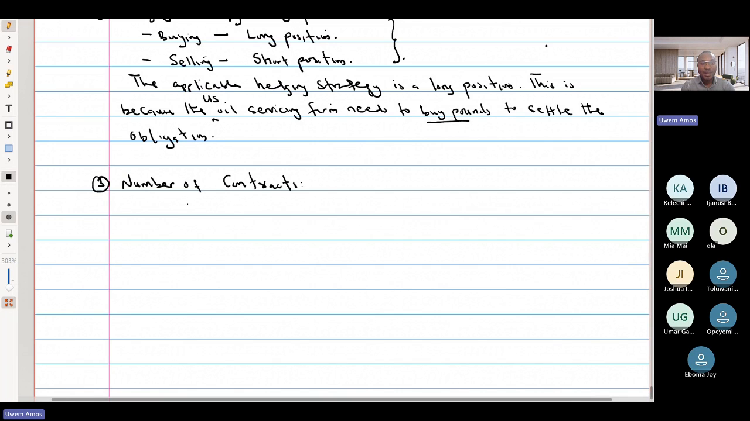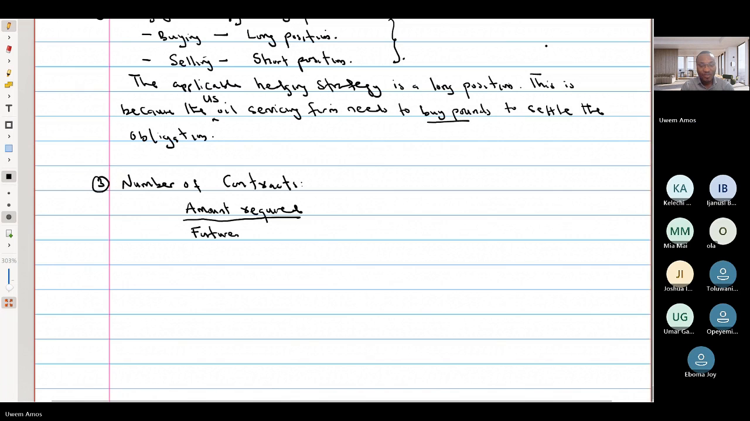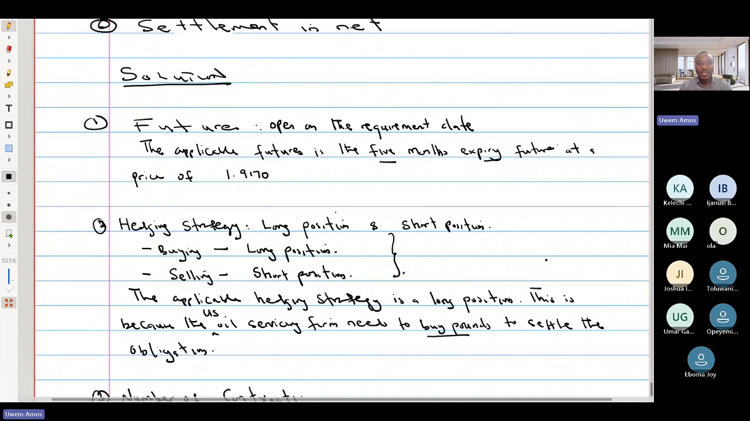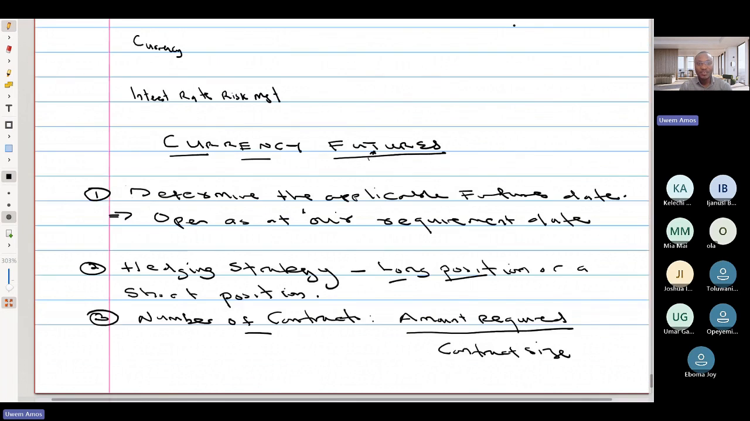So it is the amount required divided by the futures contract size. Okay, so how much does the oil servicing firm in the US need in pounds? How much do they require?